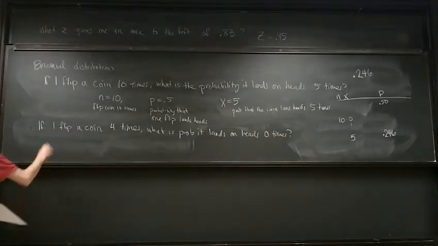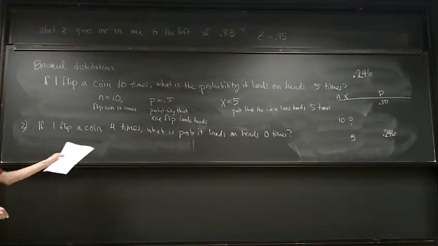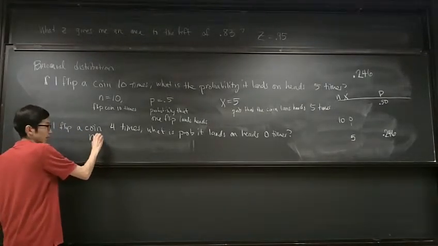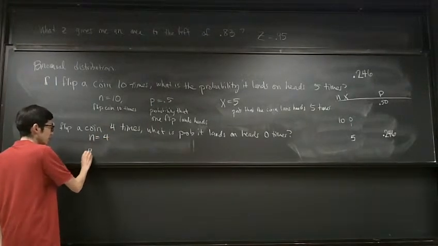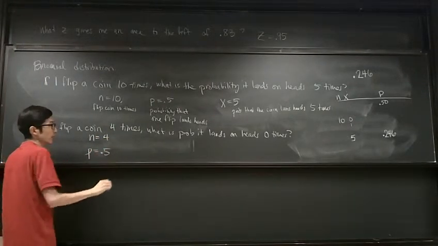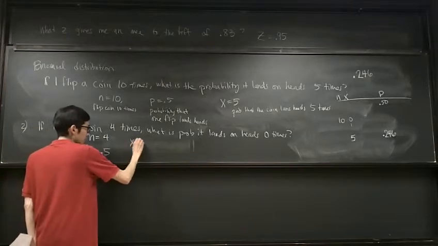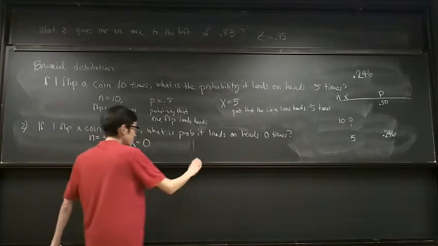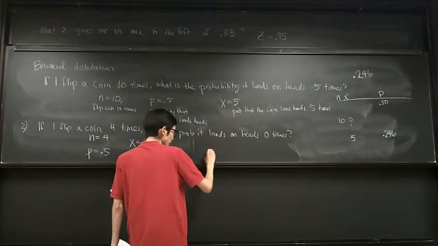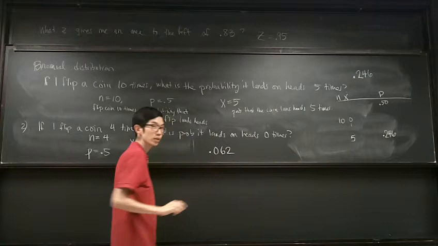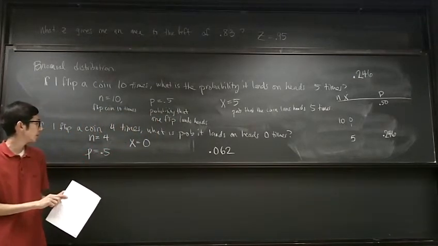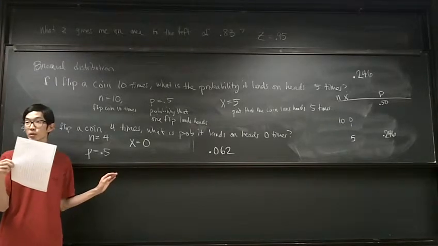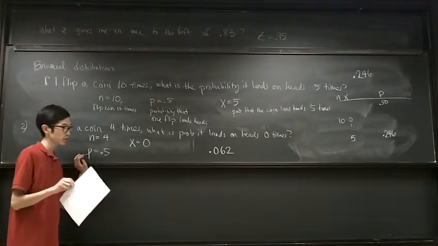Okay, so for this second problem, if I flip a coin 4 times, what's the probability that it lands on heads 0 times? What's my n? 4. N is 4. What's my p? 0.5. And what is x? X is equal to 0. Okay, so what's my answer there? 0.062. So my answer is 0.062. So n is 4, x is 0, p is 0.5, and I get 0.062. Is that all right? Good.